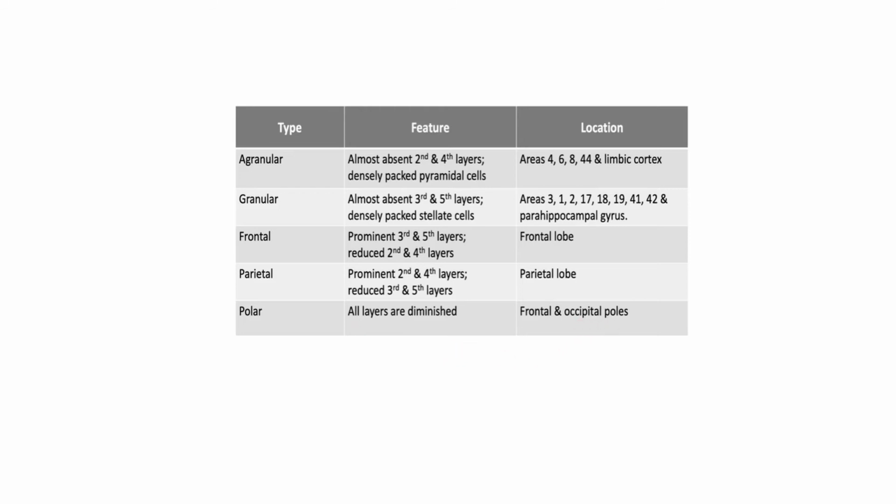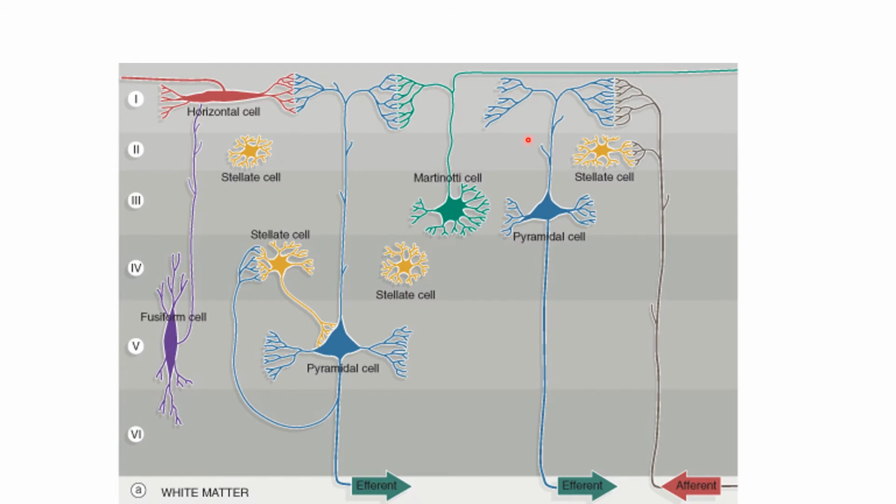Then another name given is that all layers are diminished at the poles of the lobes, that is the frontal and occipital pole. This is just to show you again these fusiform cells, how they look in Golgi stain. With special stains, you can see the dendritic processes as well as the axonal processes.